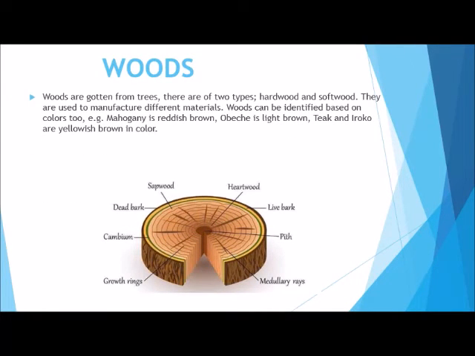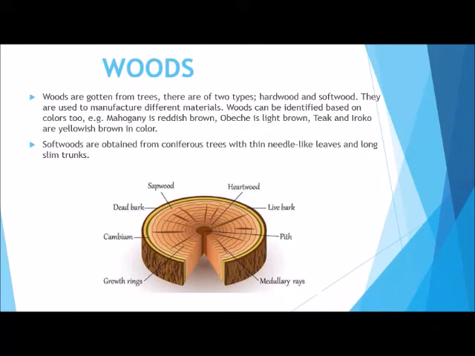Woods are gotten from trees. There are two types of wood. We have the hardwood and the softwood. They are used to manufacture different materials. Wood can be identified based on colors too. For instance, mahogany is reddish brown, obeche is light brown, teak and iroko are yellowish brown in color.